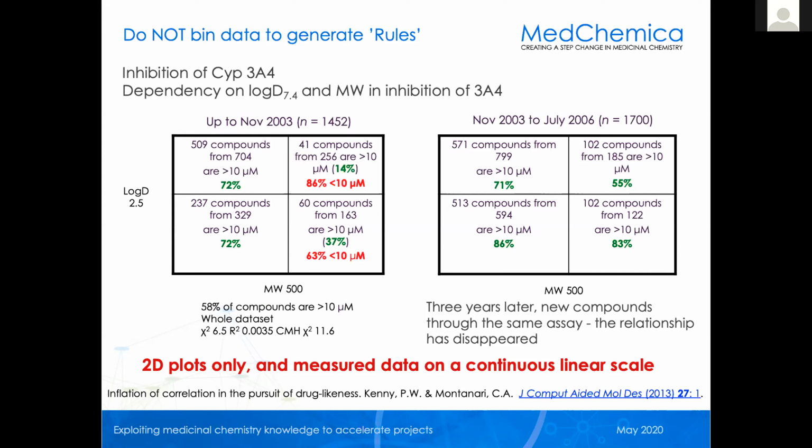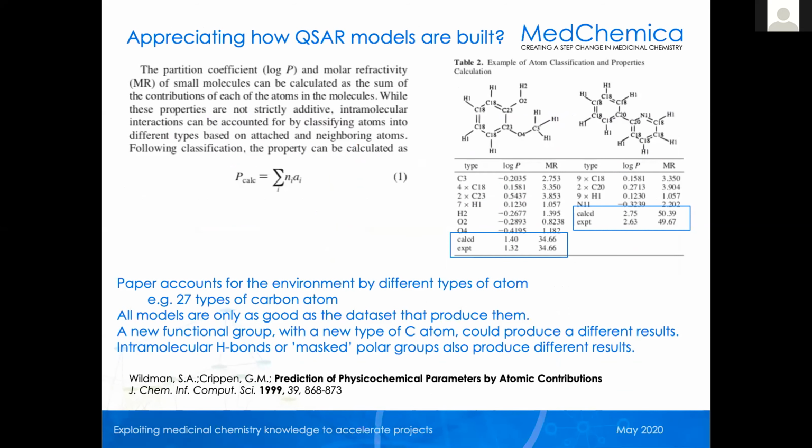I'll bring you to a paper called Inflation of Correlation, so there's another lesson learned there. But what I want you to do is appreciate how QSAR models are built. I'll bring to your attention this paper on the method of calculating a C-log-P. This one's based on atoms, and it's the same principle: you count the number of atoms of a certain type that make a contribution and add up all those contributions. And it turns out A-log-P 98 is quite good.